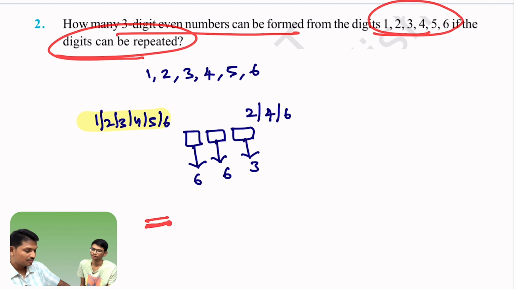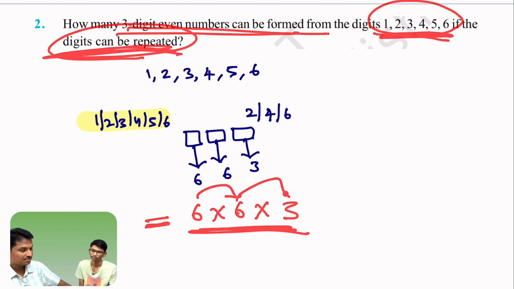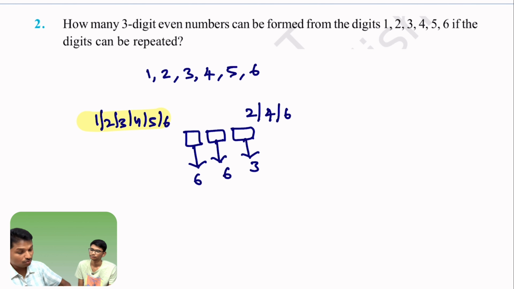So the total number of 3-digit even numbers that can be formed using the digits, when repetition of digits is allowed, is equal to 6 into 6 into 3. How do we know it is 6 into 6 into 3? From the fundamental principle of multiplication. 6 sixes are 36, and 36 threes are 108. Right? So how will you write the steps?